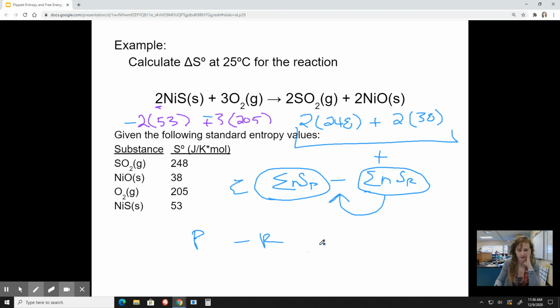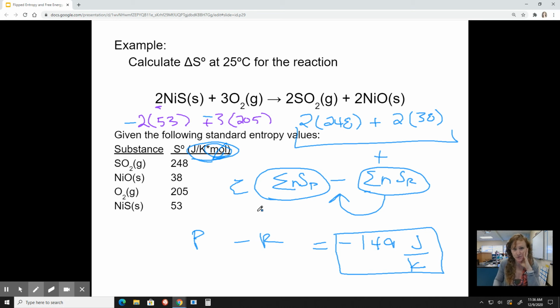All right, and I got negative 149. That's going to be in joules per Kelvin because I multiplied off all the moles. I'm comparing that to this unit here. I multiplied off all the moles, so moles gets reduced out. I'm left with joules per Kelvin. Ta-da! Did you get that also?